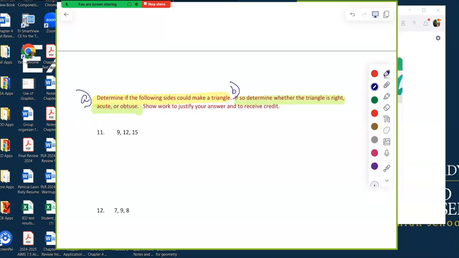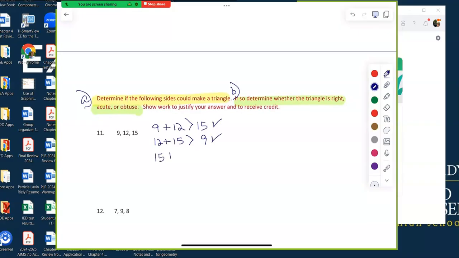Okay, your first job is figure out if this can make a triangle. The way you do that is the following. You take any 2 sides, you add them together, they have to be greater than the third. Okay, 9 and 12 is 21, so that works. Then I'm going to take 12 and 15. That has to be greater than 9. 12 and 15, 27. That works. Then I take the 2 numbers on the outside, 15 plus 9. That has to be greater than the third number, which is 12. That is 24. That works. So this is a triangle.